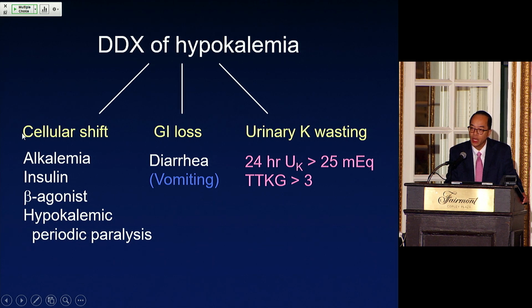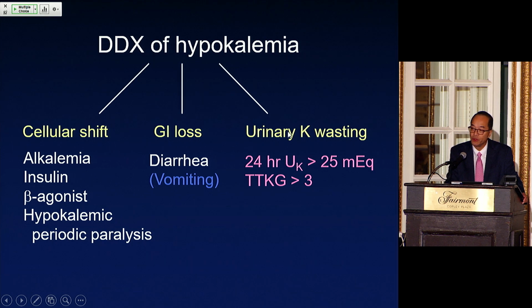It causes transient acute hypokalemia, so that's unlikely to be the cause here. GI losses: patients who abuse laxatives or surreptitiously vomit can sometimes have hypokalemia that would otherwise be unsuspected. So the key here is to determine, do they have urinary K wasting?